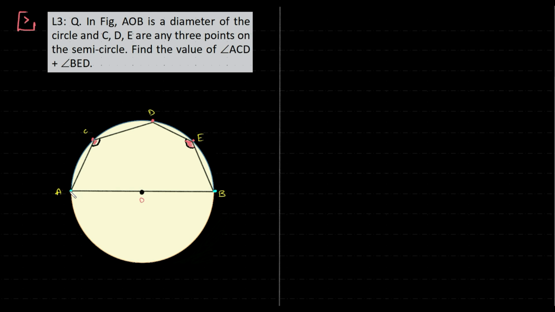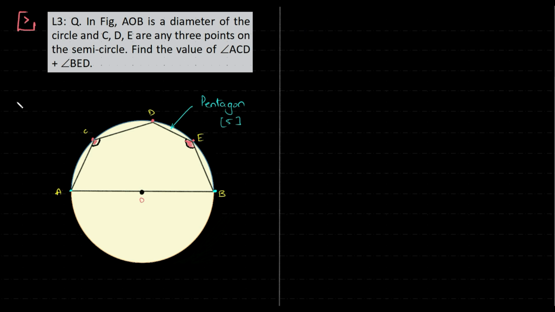So first things first, we need to understand that A, B, C, D, E are circumscribed by the circle. That is, they're touching the vertices of this pentagon, a 5-sided figure. All these 5 vertices are touching the circumference of the circle. That's very important to understand and remember.